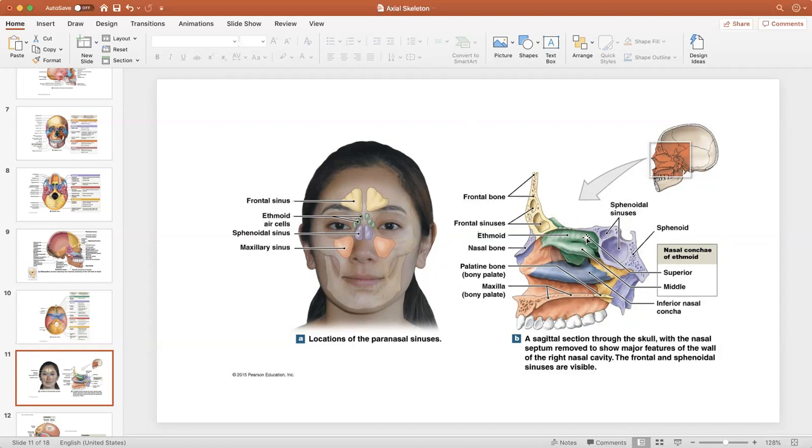And then we have maxillary and frontal. Frontal, right here, you can see that, and the maxillary, well, this is cut. The maxillary sinus is in the maxillary bone. So understanding which bone it's in helps you name it.